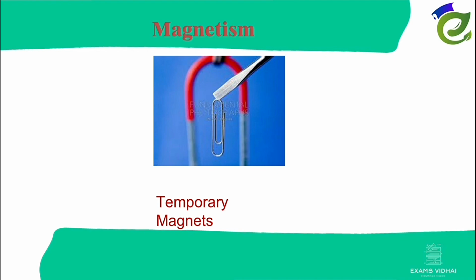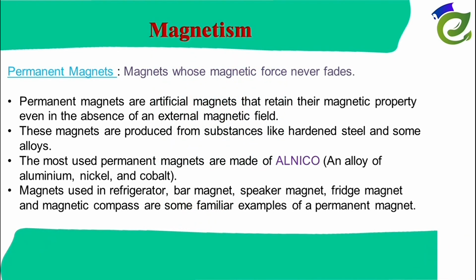Now we will learn about permanent magnets. So what are permanent magnets? They are the opposite of temporary magnets. Means magnets whose magnetic force never fades away. So these permanent magnets are artificial magnets that retain their magnetic property even in the absence of an external magnetic field. Temporary magnets are only magnetic in nature when you provide an external magnetic field. But here, even if you don't provide an external magnetic field, these magnets act as magnets only.